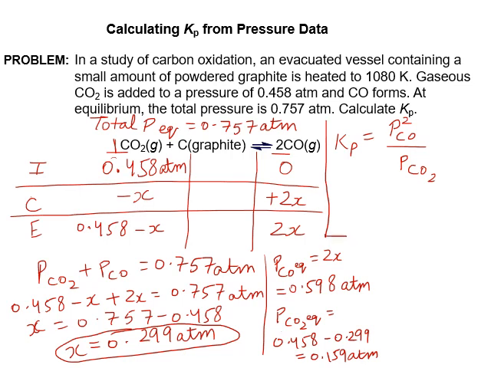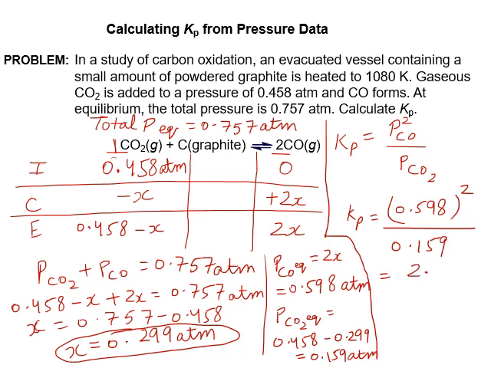So the last step is to plug all these values into my Kp. Kp is going to be CO squared, which is 0.598 squared, divided by 0.159, and finally solving this gives me a value of 2.25. So that is my final answer for Kp. Now remember, Kp and Kc are unitless terms, so that is why we are not including any units. We are not cancelling units out here, because it's basically just a number, a unitless term. So I don't care about units here.